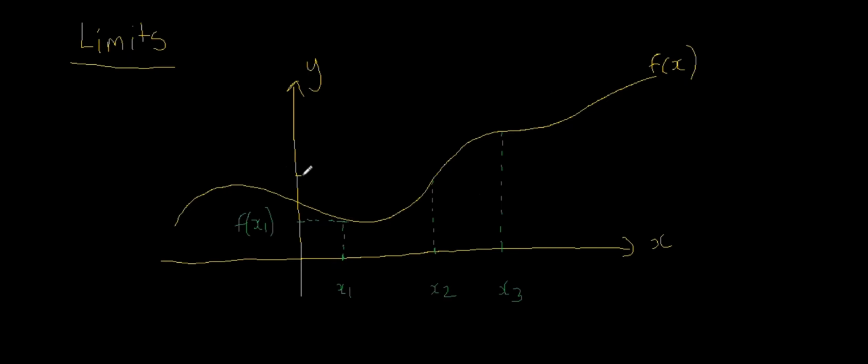And here would be given by f of x2, and this is f of x3. So we know from normal math and previous knowledge that we could get corresponding y values. All these are y values. We call this y1, y2, y3.